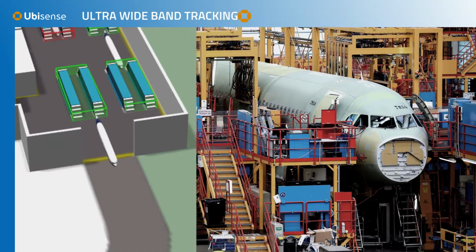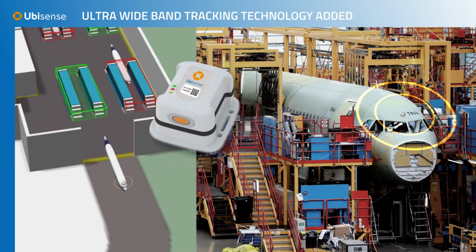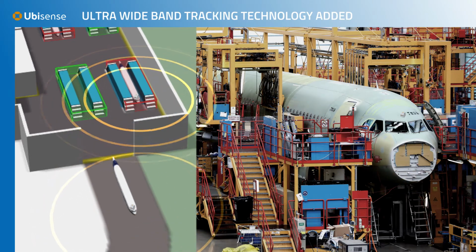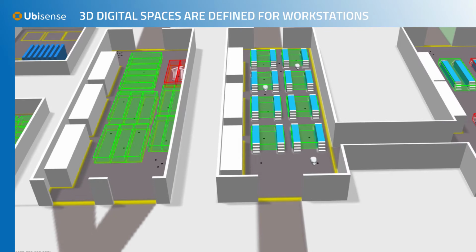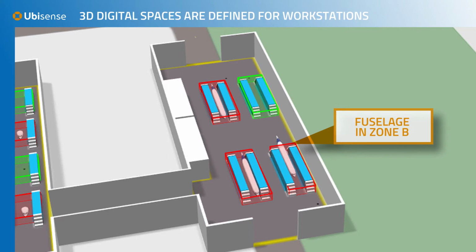The real-time location and movement of aircraft assemblies, tooling, kits, and parts are tracked using high-performance ultra-wideband technology. Three-dimensional digital spaces are defined for individual workstations. As assemblies move into and out of these spaces, important location events are recorded and can be used as a trigger to update business systems, people, or machine controls.